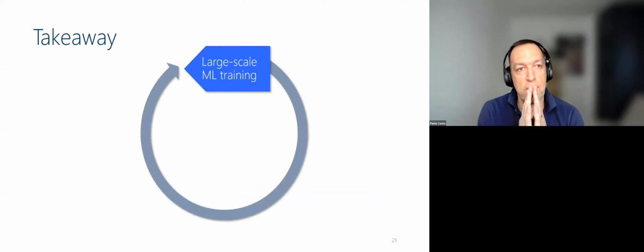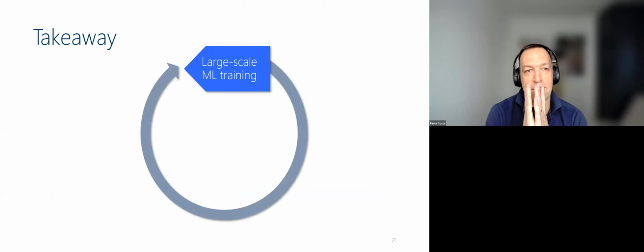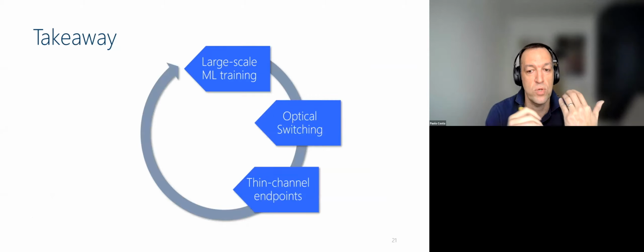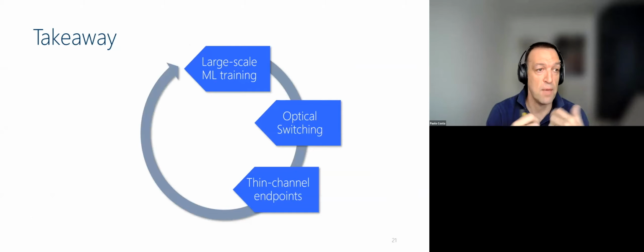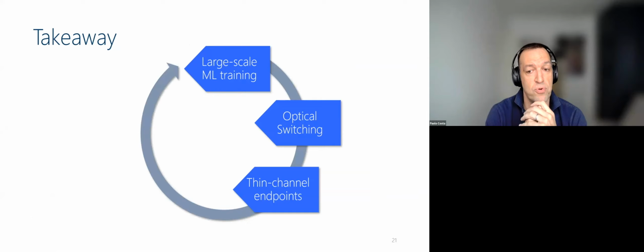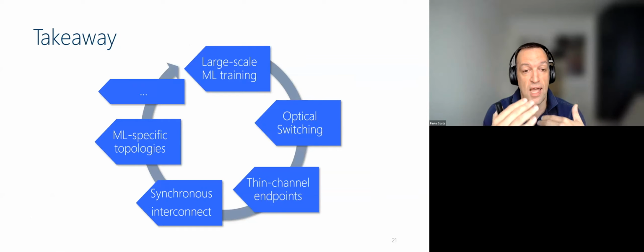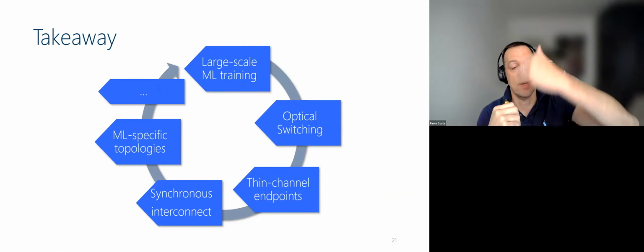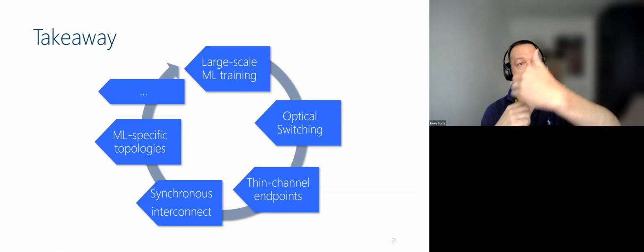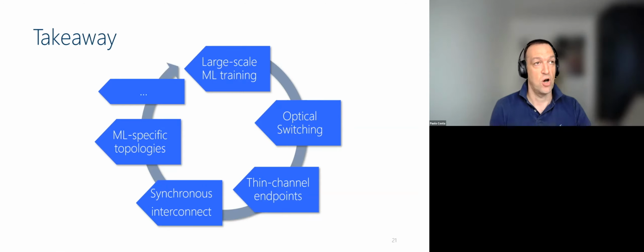So I'm going to stop here, but if you can remember only one slide from my talk, it is the following. We start from the requirements of large-scale ML training and the desire to support future, yet to be developed ML models. And so we look into optical switching and the idea of how we achieve power efficient endpoints, specifically thin channel endpoints. But this also opens up new opportunities, for example in having a synchronous interconnect or designing ML-specific topologies, which we can then feed back at the application layer. So now we can also influence the way in which we design ML training to take advantage of these new capabilities. And then we go through the cycle again.